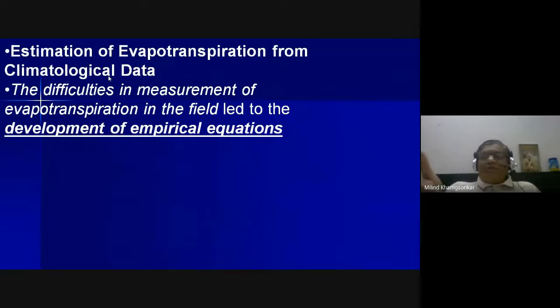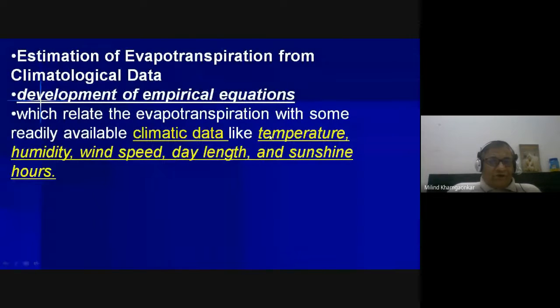Then the last method is estimation of evapotranspiration from climatological data, with the help of some empirical formulas. I will again repeat: estimation of evapotranspiration from climatological data. The climate data is temperature, vapour pressure, atmospheric pressure, wind velocity, etc. It is very difficult to measure it practically. With a lysimeter or simulation, the difficulties in measurement of the evaporation and the transpiration in the field resulted in the development of certain empirical equations or formulas.